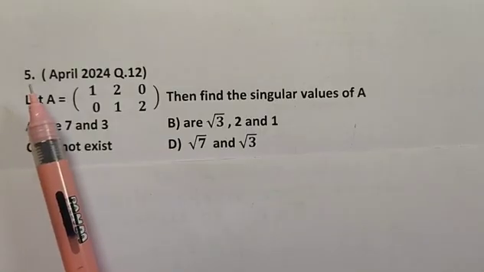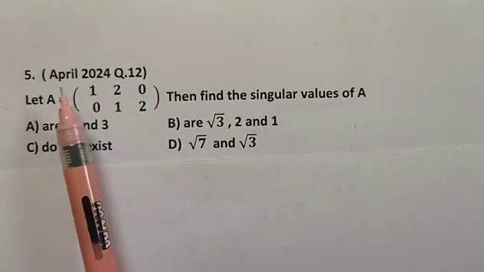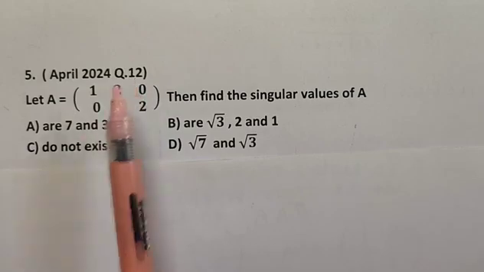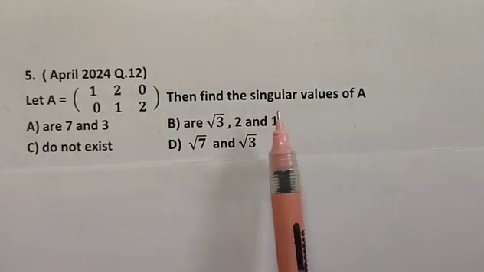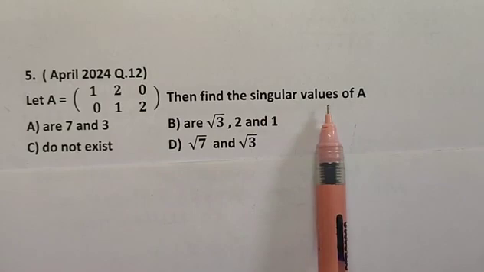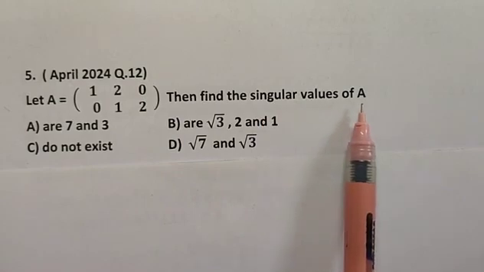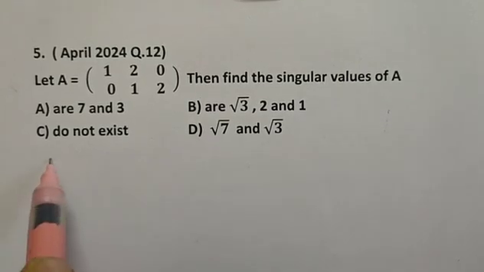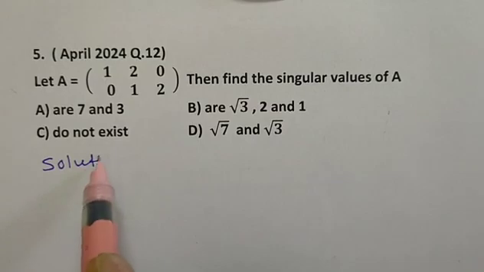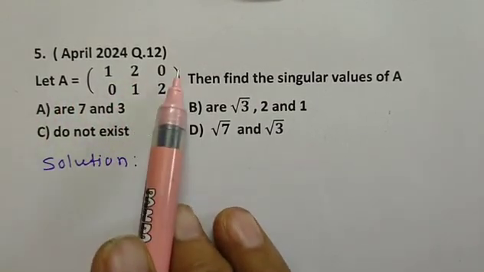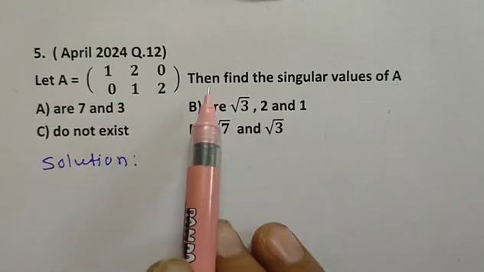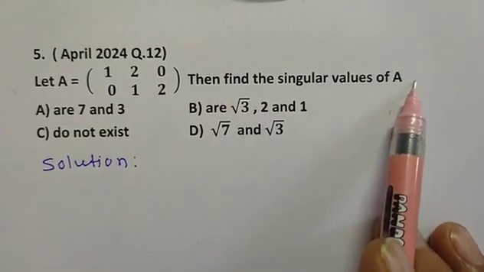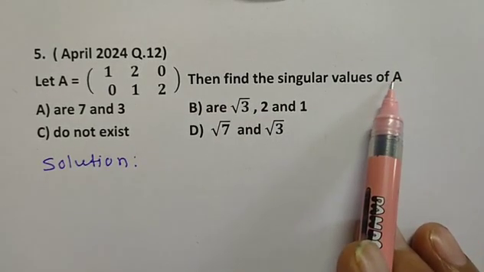Now question number 5, that is of April 2024. Question number 12. The question is given like this, and we have to find out the singular values of A. Solution. Let A be the matrix with rows 1 2 0 and 0 1 2, then find singular values of A. We have to find singular values.